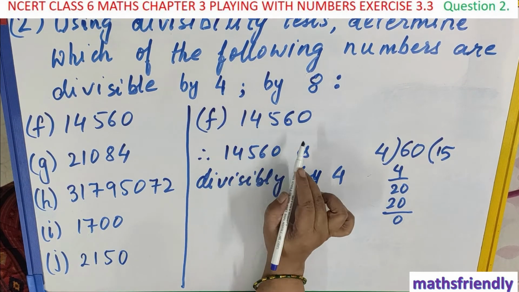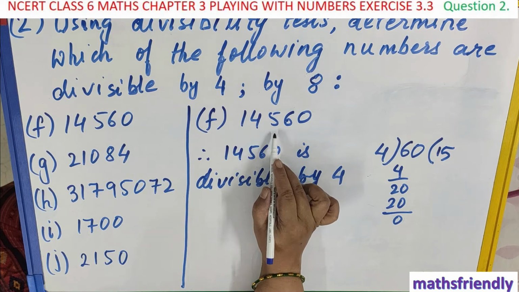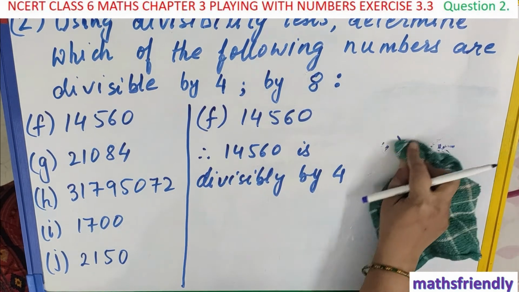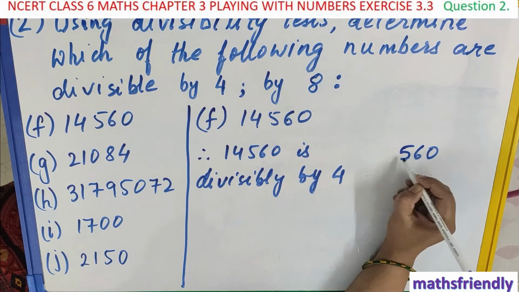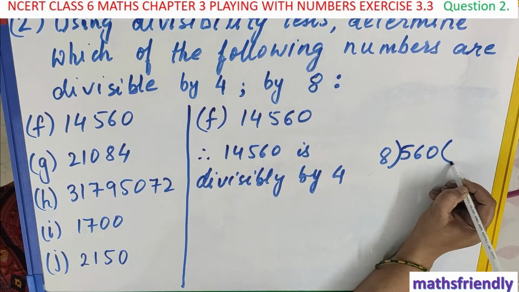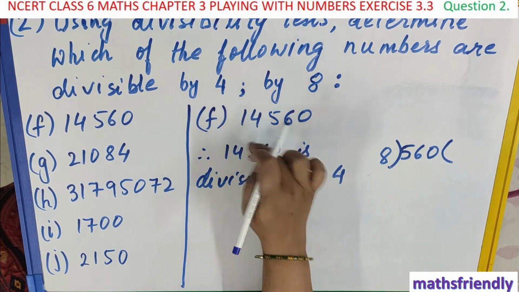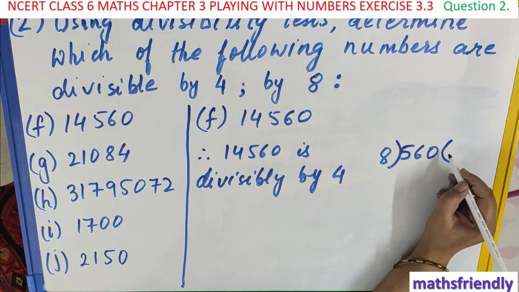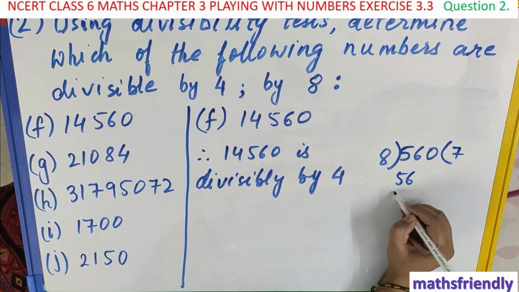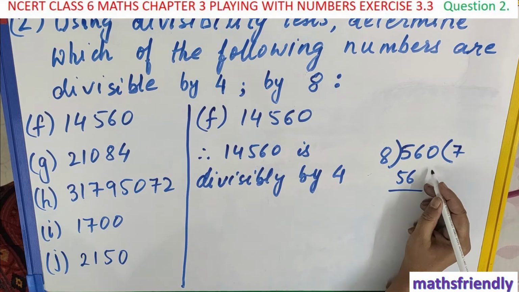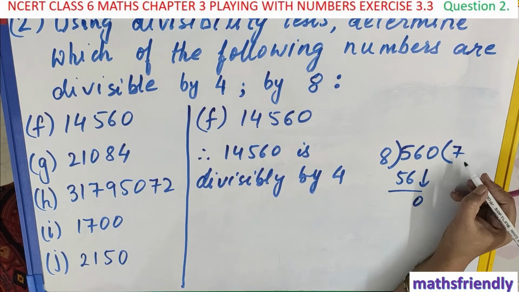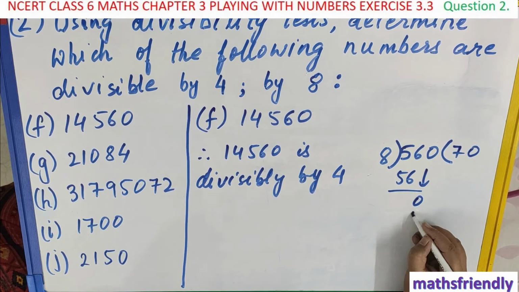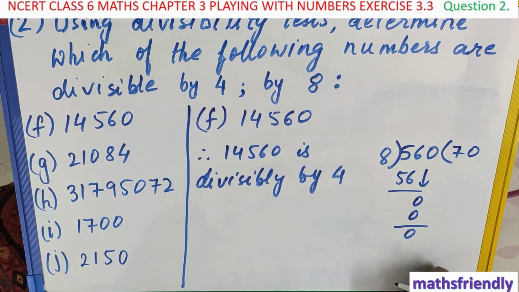Now let us check whether this number is divisible by 8 or not. For that we have to check the number formed by the last three digits, whether it is divisible by 8 or not. If it is divisible by 8, then the whole number is divisible by 8, right? So 8 sevens are 56. The remainder is 0. This 0 comes down. Again 8 zeros are 0. Again the remainder is 0.